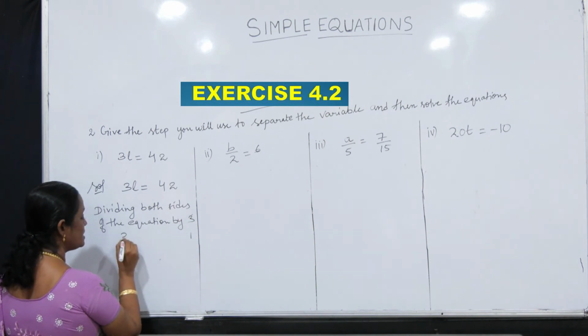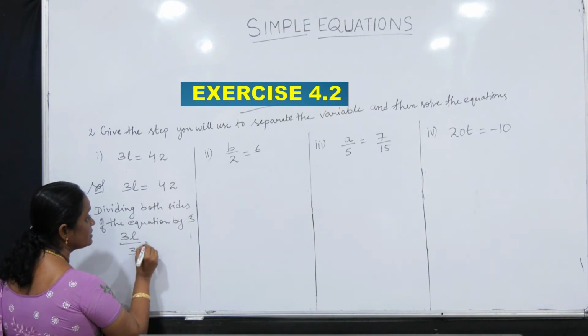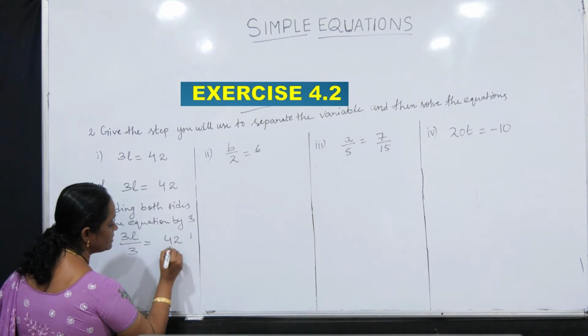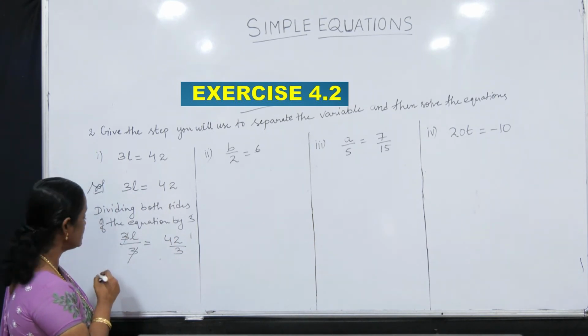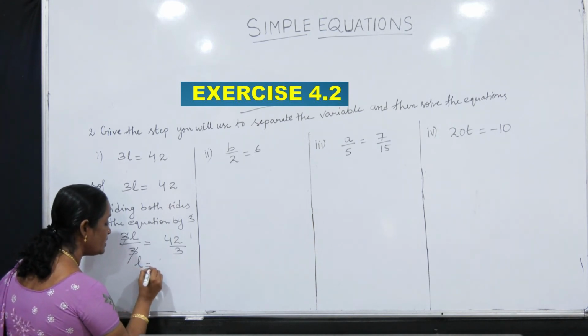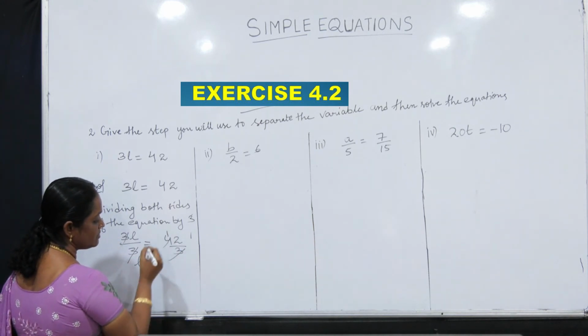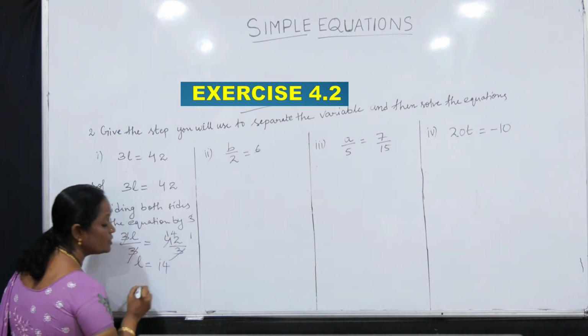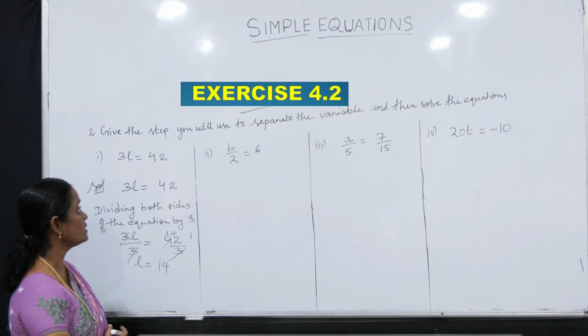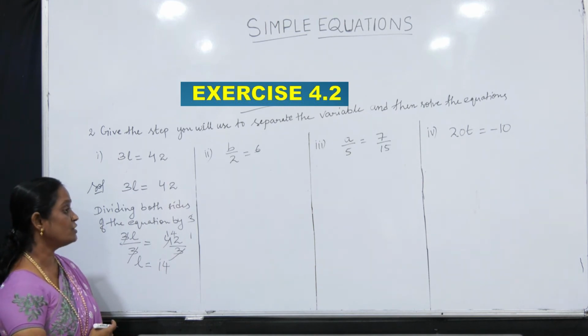What we will get? 3l divided by 3 is 42 divided by 3. So here we will cancel this 3. So it is here l only, here 3 ones are 3, 1 remaining 12, 3 fours are 12. So the solution is l is equal to 14. l is equal to 14 is the solution to this equation.